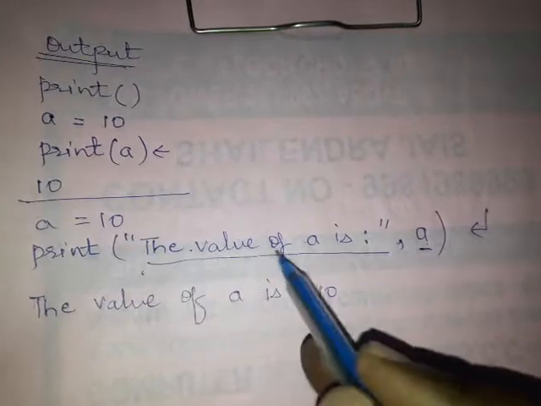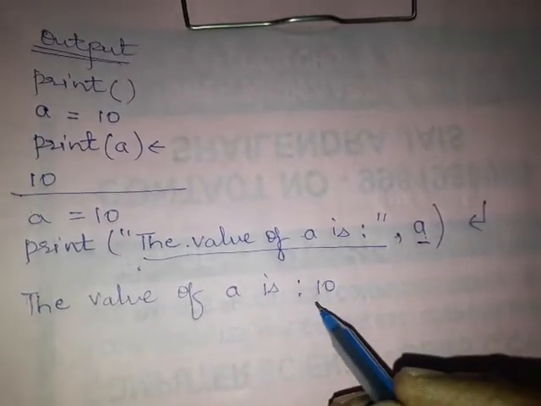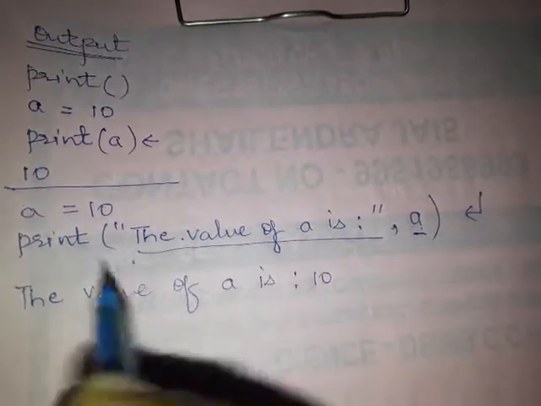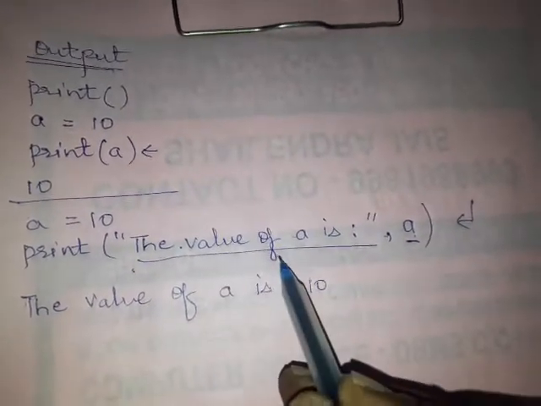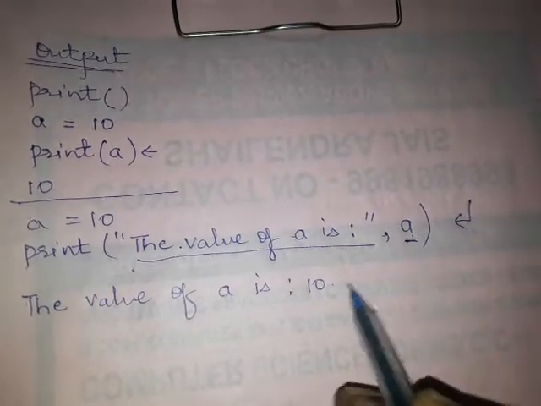So in print you can also give a message. This is the first feature of the print statement: how you can give a message in the print statement as well as the output. This is the output if you want to print the value of a.